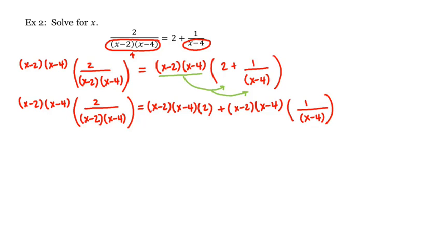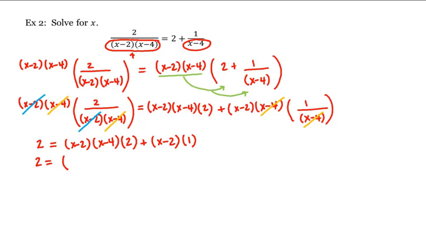And as long as x is not equal to 2, we can cancel the x − 2's on the left. Also, as long as x is not equal to 4, we can cancel the x − 4's on the left and on the right over here. And what are we left with? We have 2 is equal to (x − 2)(x − 4) times 2, and then plus (x − 2) times 1.